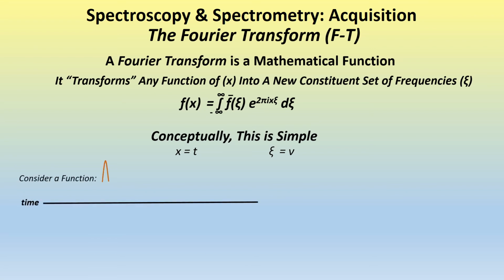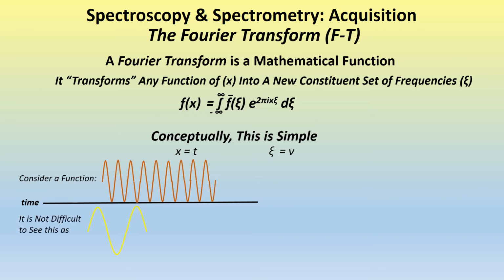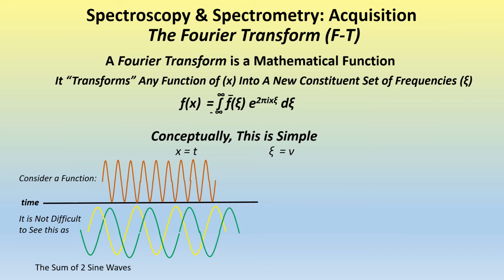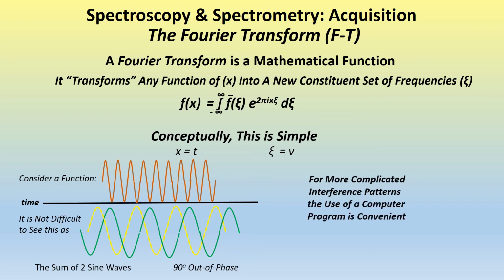Consider the following function. It is not difficult to see that the function shown above is actually the sum of two separate sine waves that are 90 degrees out of phase. For more complicated interference patterns, such as those used in white radiation, the use of a computer program to discriminate between wavelengths is convenient.